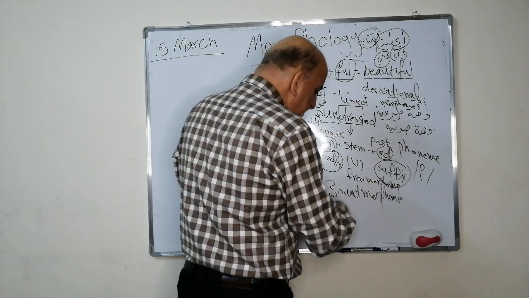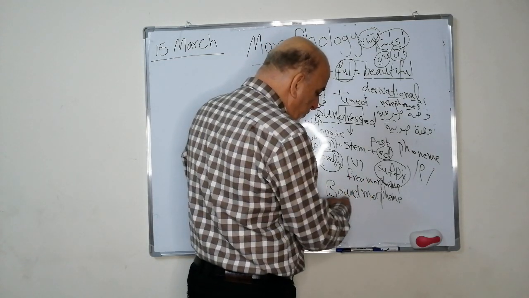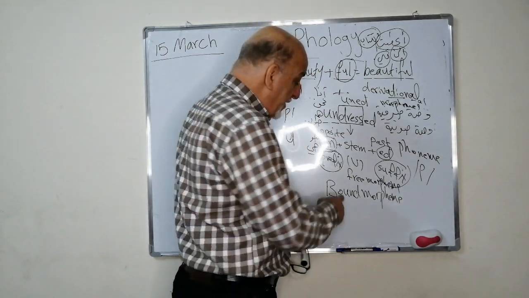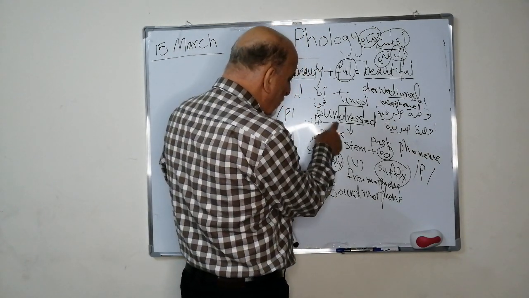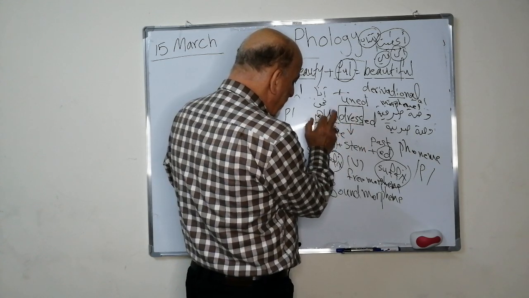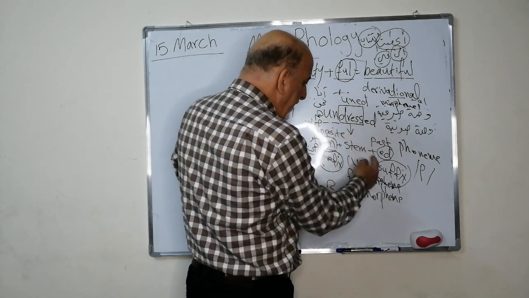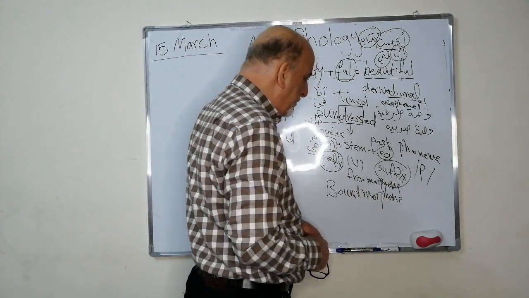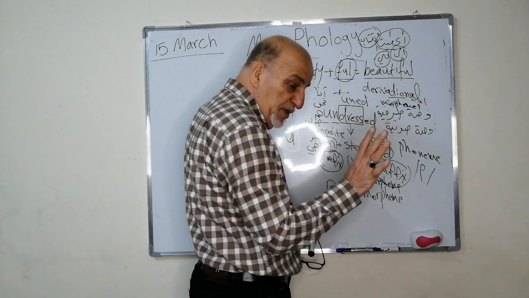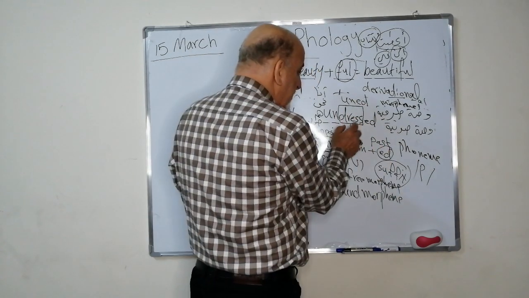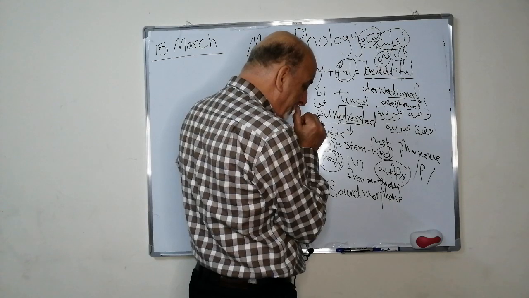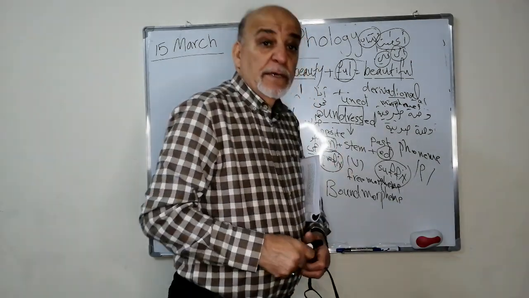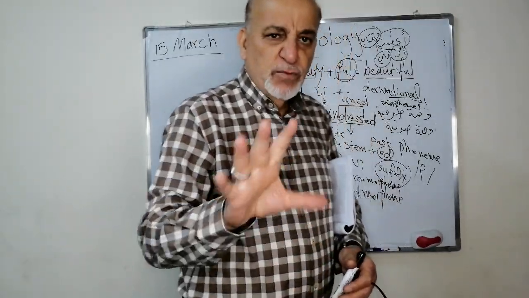Now, what about the opposite of free? The opposite of free is bound. What does bound mean? Bound, muqayyad. It cannot stand alone. So now in this word, undressed, this is a bound morpheme, and this is also a bound morpheme. Then where is the free morpheme here? See, here I'm talking about morphology. This is the free morpheme. Right, so this is one thing.